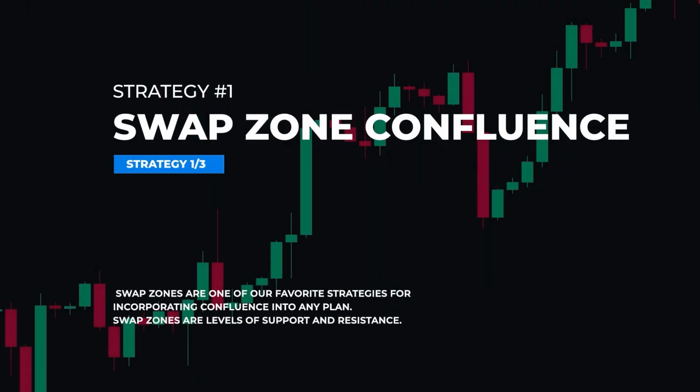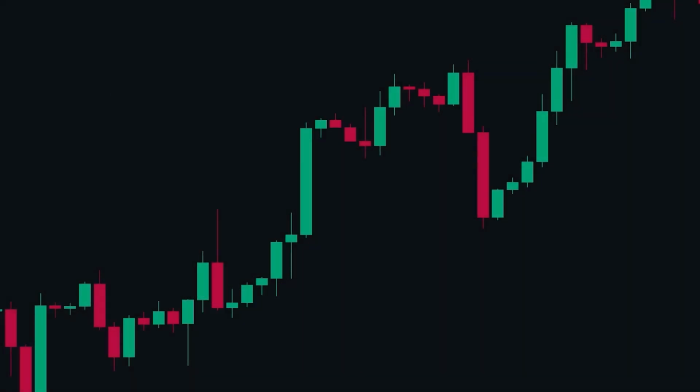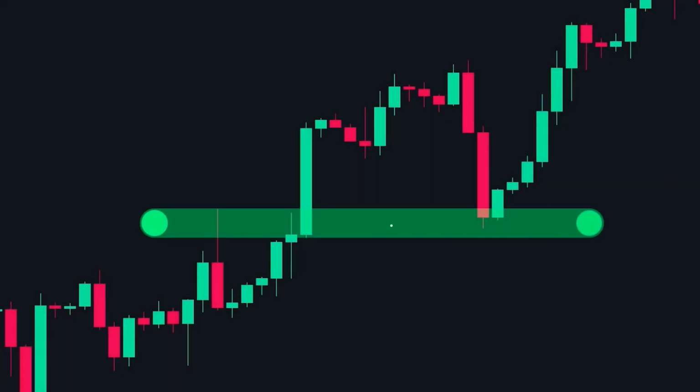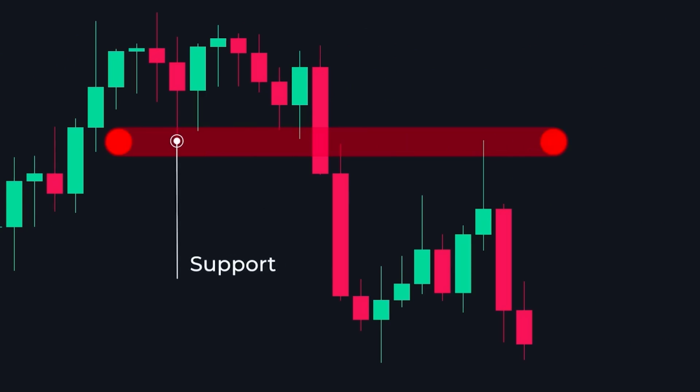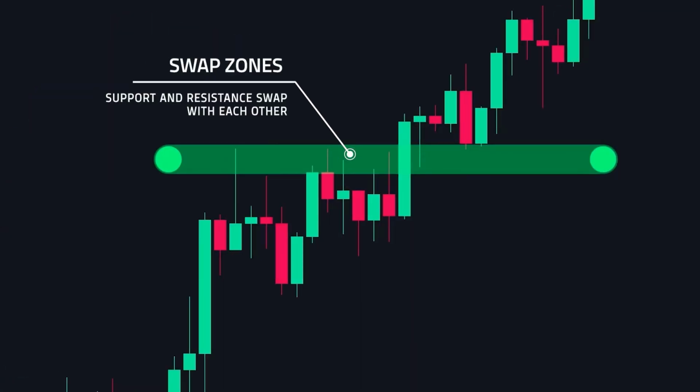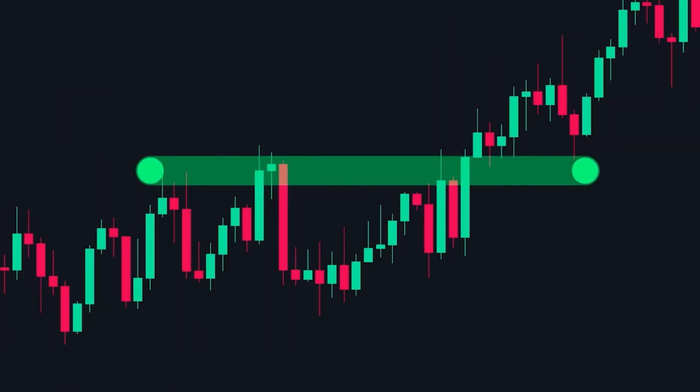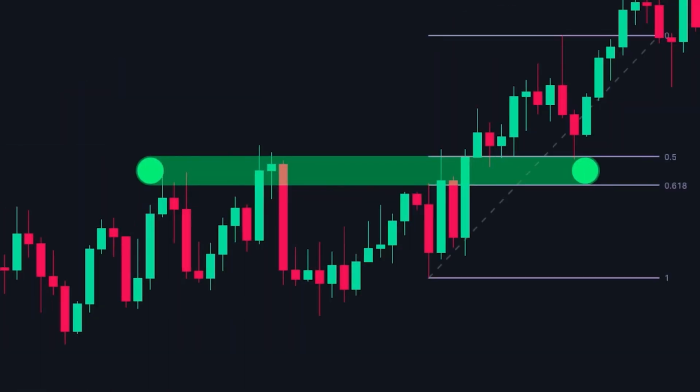Strategy number 1, Swap Zone Confluence. Swap zones are one of our favorite strategies for incorporating confluence into any plan. Swap zones are levels of support and resistance. When the price falls below a support level, it transitions to a resistance level and vice versa. Swap zones are so named because they alternate between support and resistance. We'll use this approach in conjunction with Fibonacci retracement to identify trading chances.